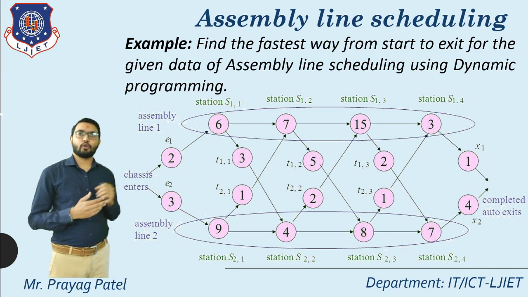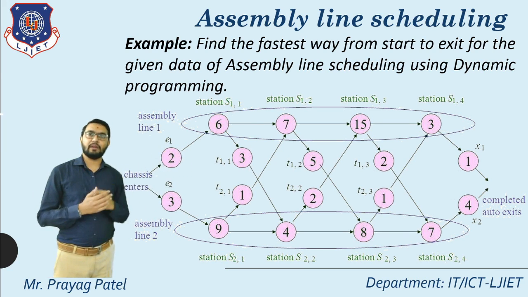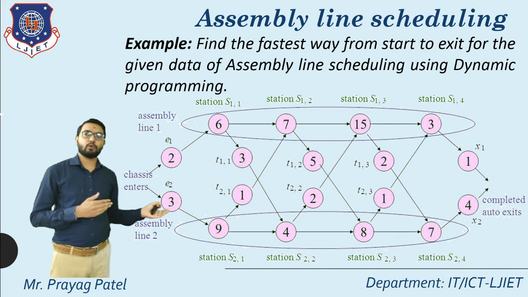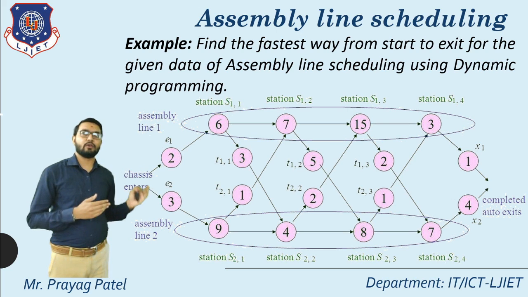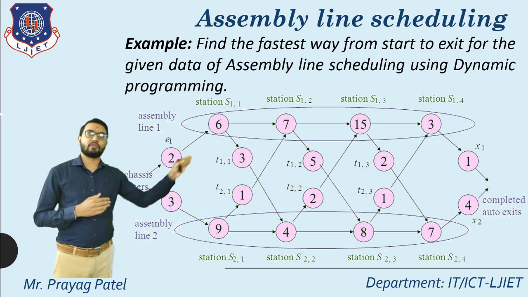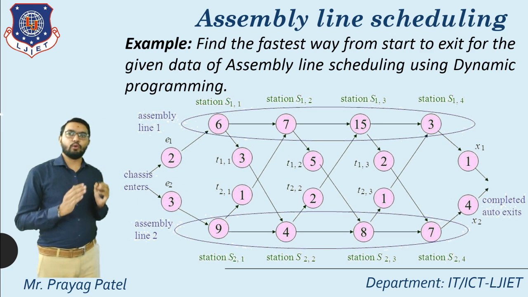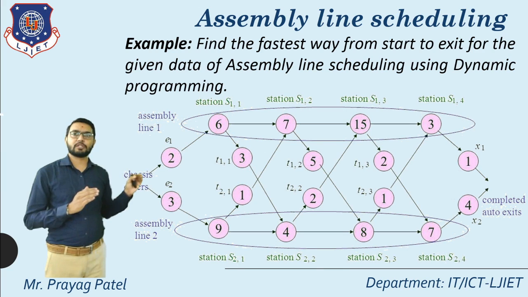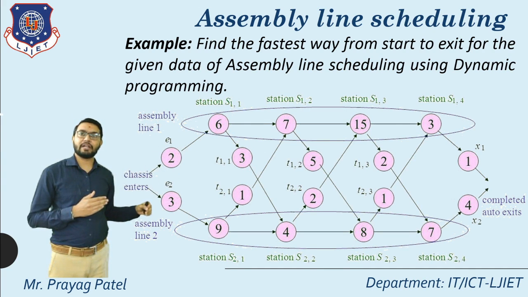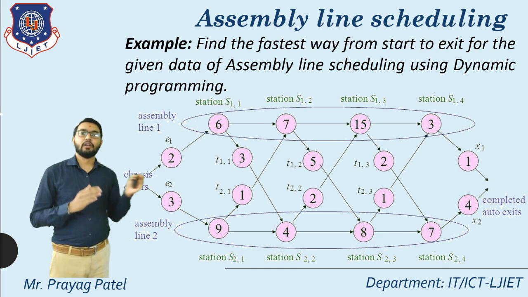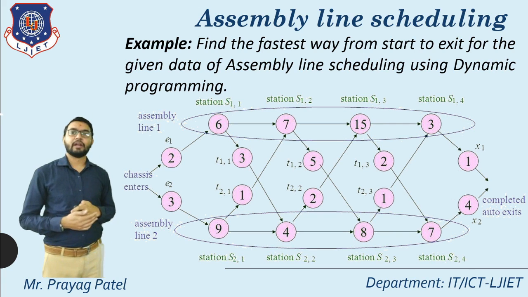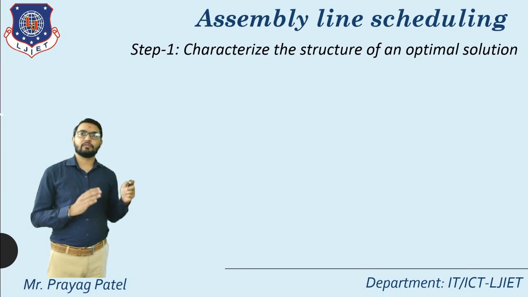Now consider the costs T11, T12, T13 from line 1 to line 2, and the costs T21, T22, T23 from line 2 to line 1. All the values, with x1 and x2 as well, are given. Now you want to find the path from the starting position to the end position, from the entry point to the exit point. Now how can we find this value?